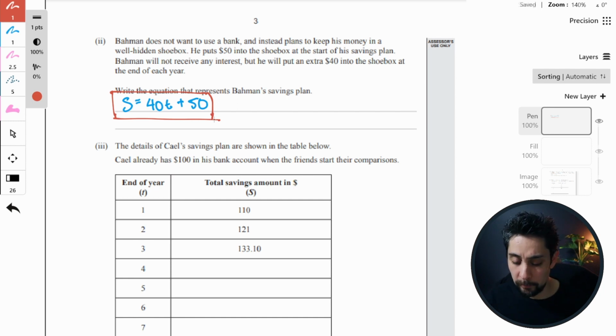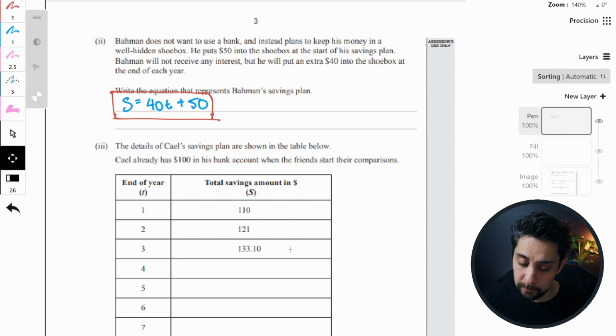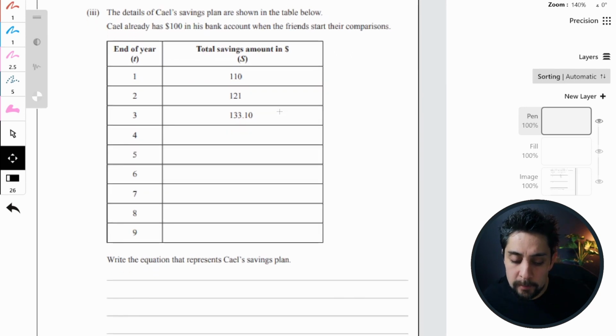You want to make sure that the marker can readily see what your answer is. Don't use a red pen, though. Red pen, reserve that for the marker. The details of Cale's savings plan are shown in this table below. He already has $100 in his bank when the friends start their comparisons. So it's a good start, starting with a large amount of money.